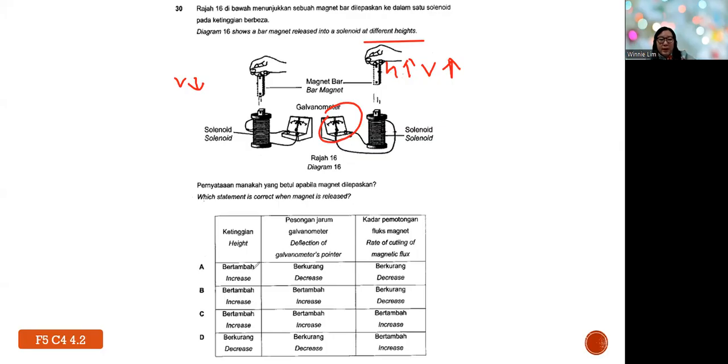So if height is increased, everything will be increased. Increase, decrease is wrong already. Increase, increase, decrease is wrong already. Increase, increase, increase, yes. Decrease, decrease, cannot. So the answer is C.